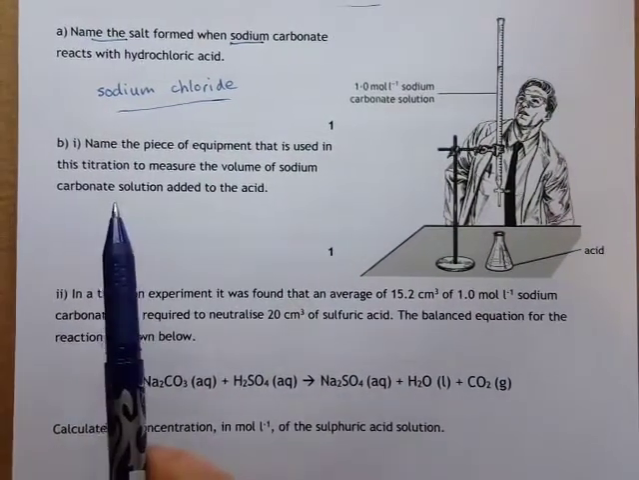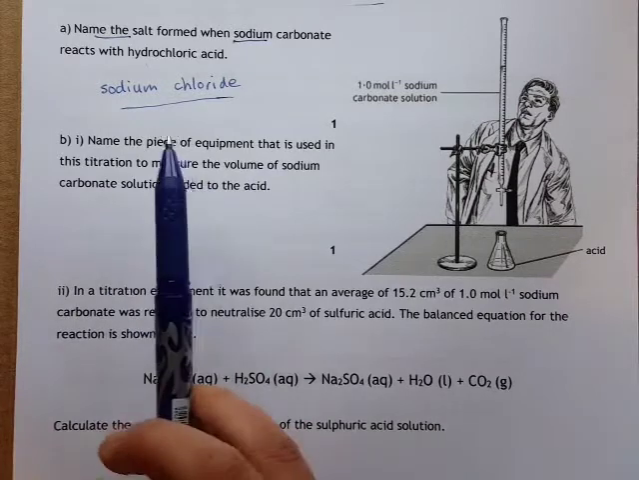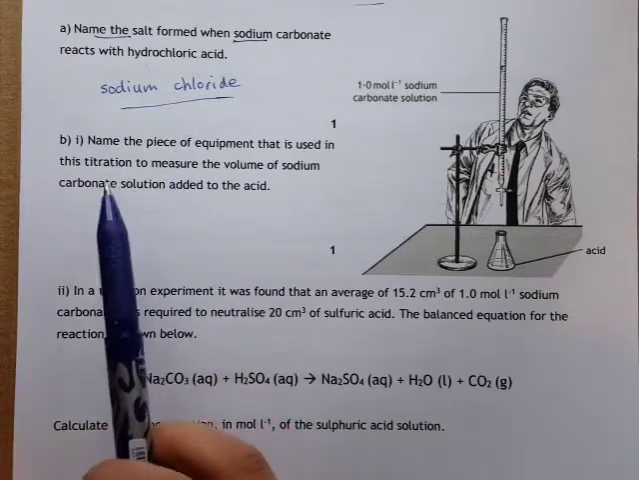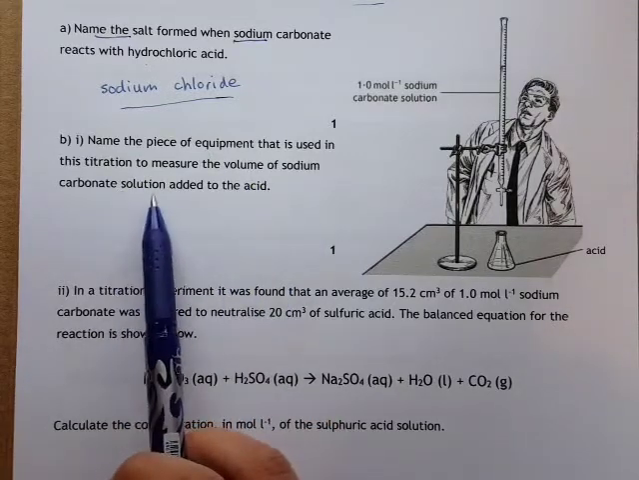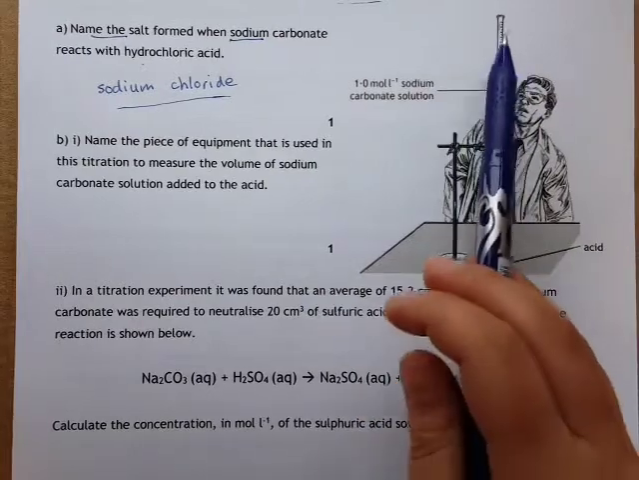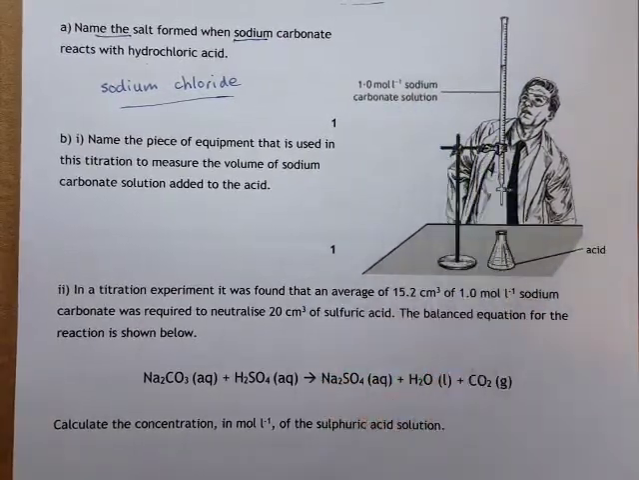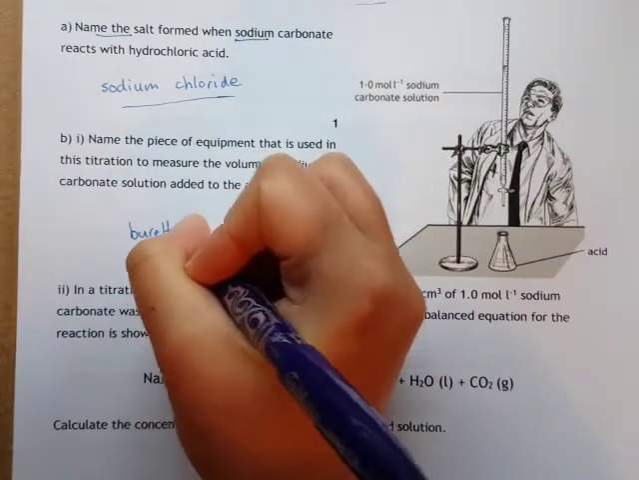5B, this again is just remembering, just memorising that titration experiment, just making sure you know all the pieces of equipment. So name the equipment that is used to measure the volume of sodium carbonate added to the acid. It even gives you a little picture here. So this thing here with the sodium carbonate in it, that one is the burette. You wouldn't get marks off for spelling.